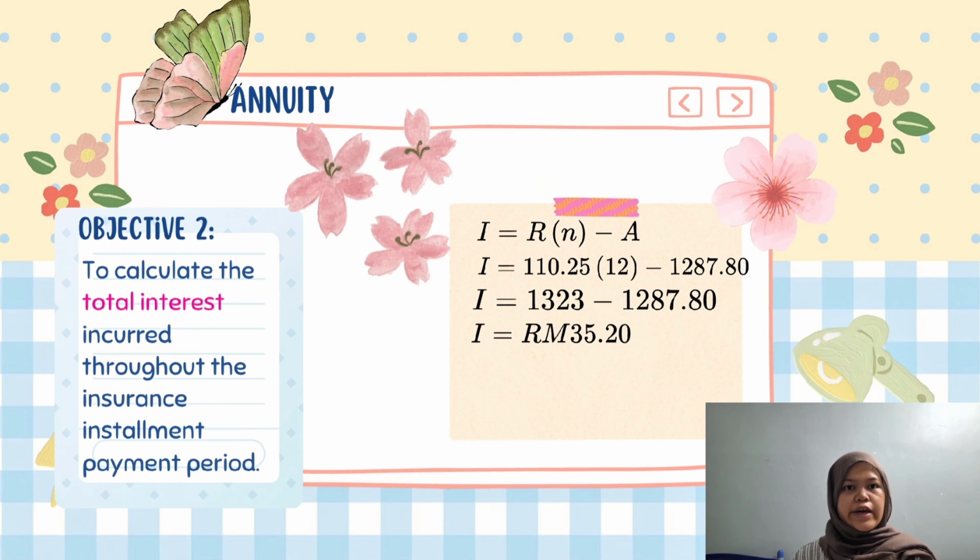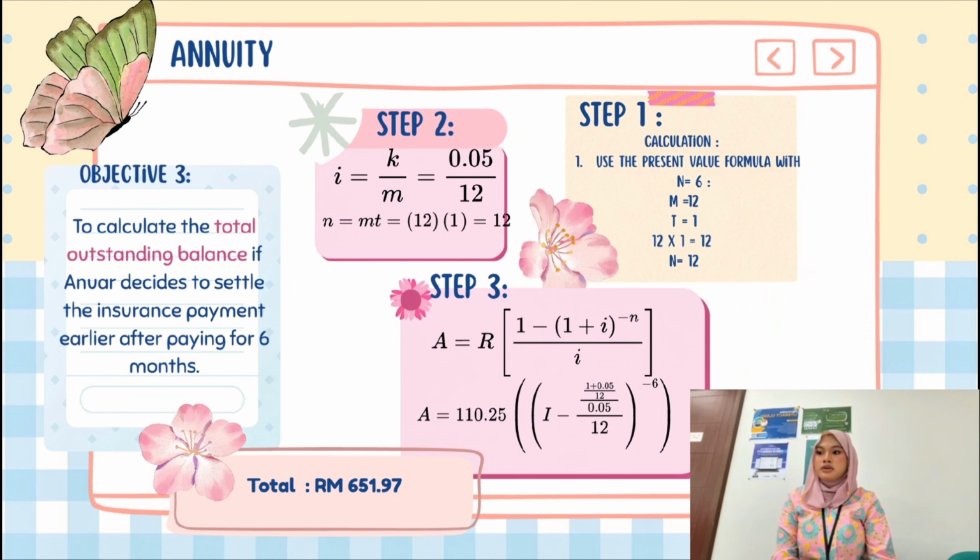110.25. Our second objective is to calculate the total interest incurred. To find the total interest I, we multiply the monthly payment R by the total number of payments n to find the total amount paid, and then subtract the original premium amount A. Then we get 35.20 ringgit. So let's look at step 1 and step 2.